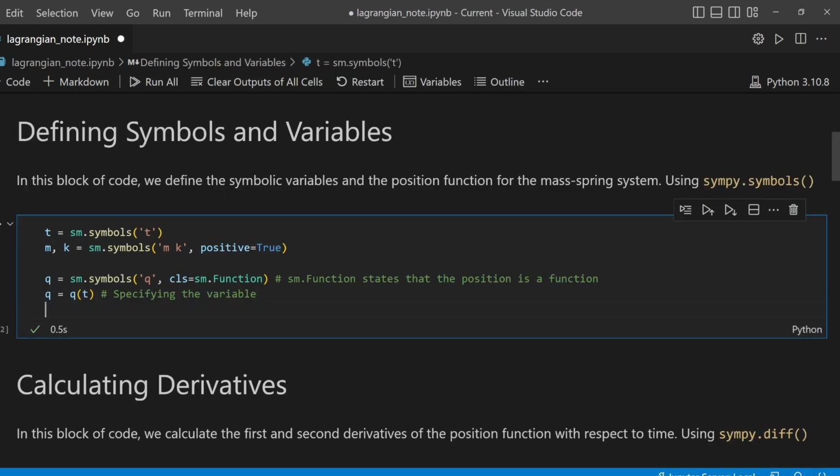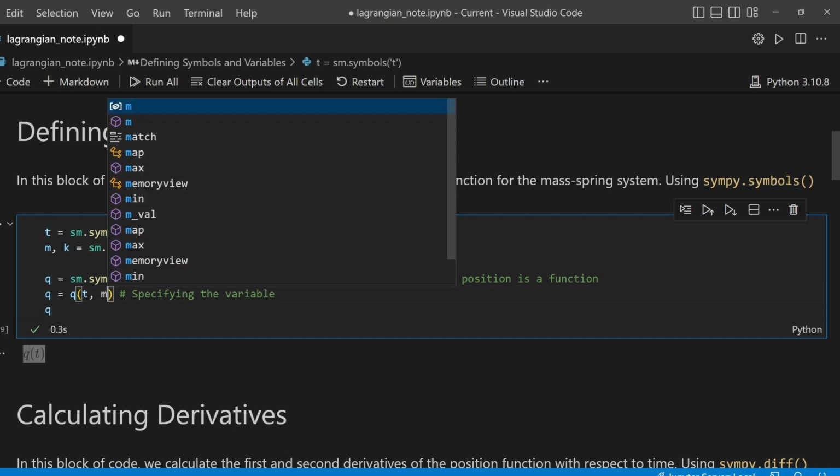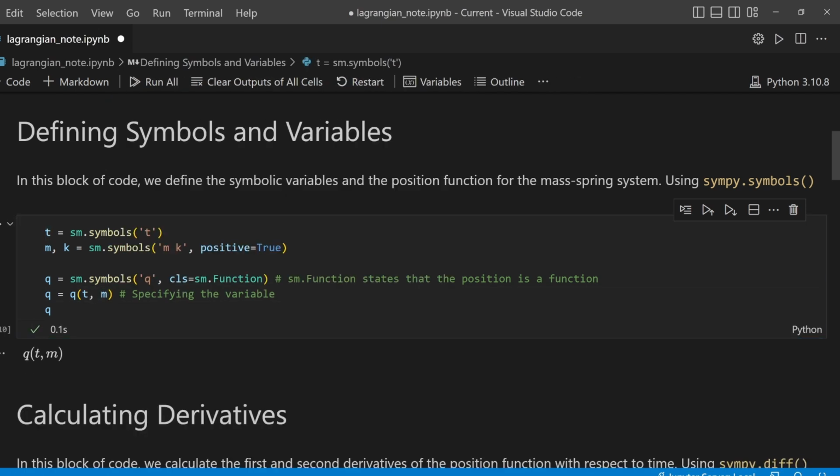If I go ahead and print q, and then run this block here, you see that it's q of t. If I add another variable here, m, and rerun this, you'll see that it depends on t and m. Let me remove this right here. We can also print k and m. You see that we successfully defined our constants and variables. So these are constants, and this is our variable.